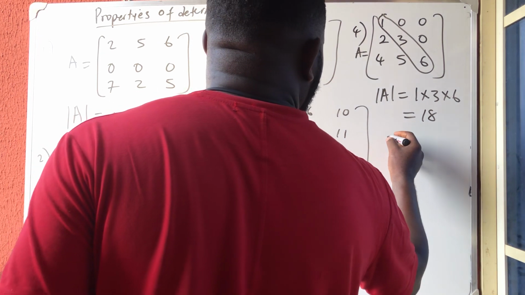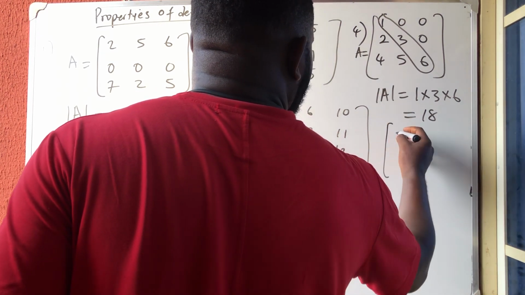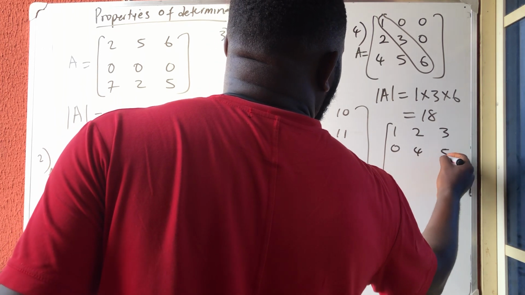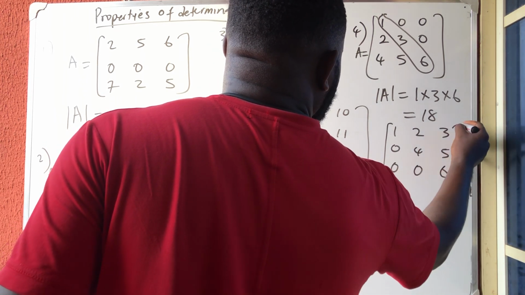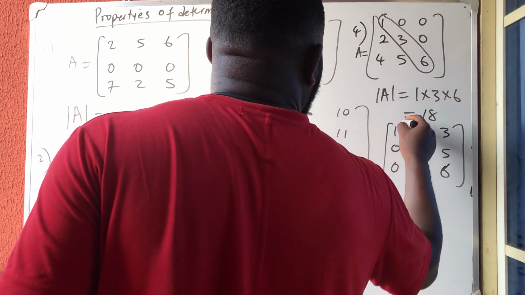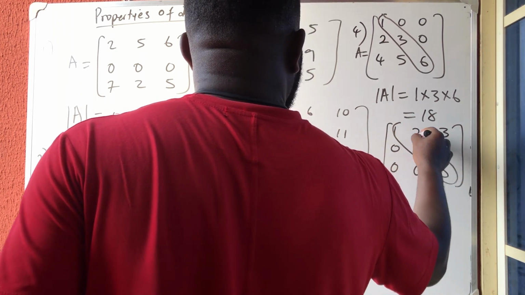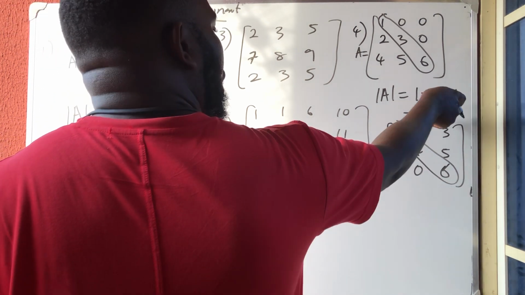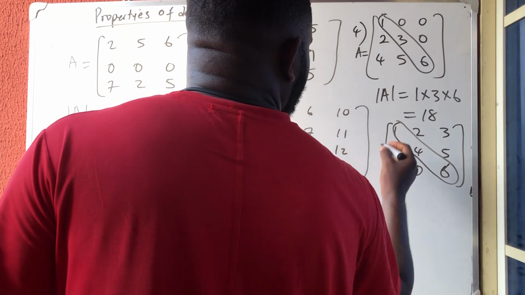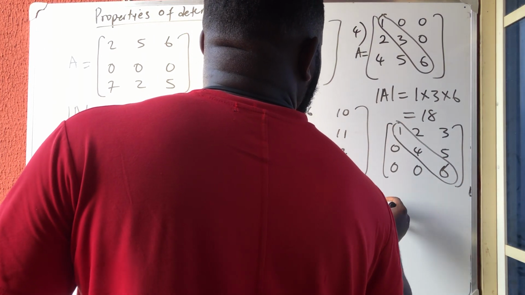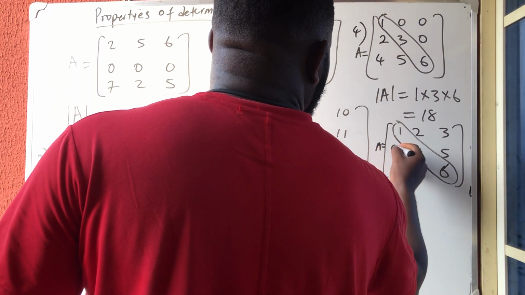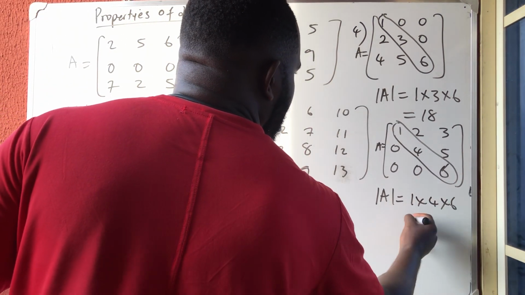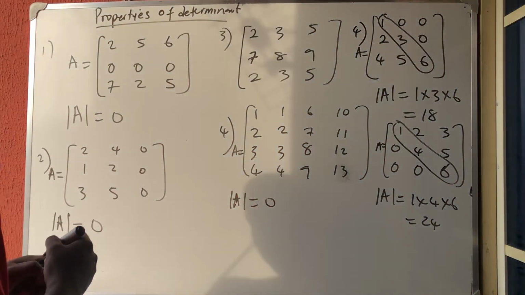The same thing is applicable if it is an upper triangular matrix: 1, 2, 3, 0, 4, 5, 0, 0, 6. Something like this. Look at the diagonal. Since the lower triangular part is 0, it is an upper triangular matrix. The determinant of this matrix, if this is matrix A, is simply to multiply the diagonal, which is 1 times 4 times 6, which is 24. As simple as that, okay?